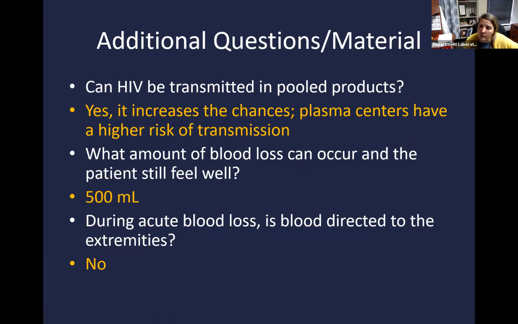All right, and then also remember what happens during acute blood loss. So your body's going to try to compensate for that blood loss, and it's going to pull the fluid from the extremities to the core. All right, so the blood is directed to the core, not to the extremities. All right, so could you see that being a really good true and false question? Yes.